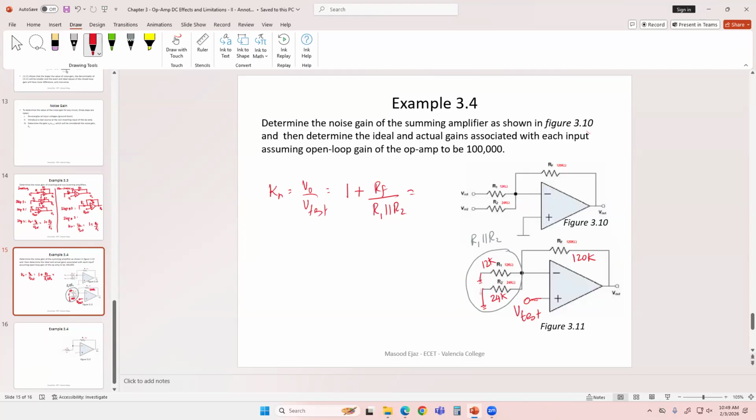How much? 18? Yes, Gloriana, what's yours? 16, okay. Anyone else getting 16? Getting 16, okay. So 16 is the noise gain.